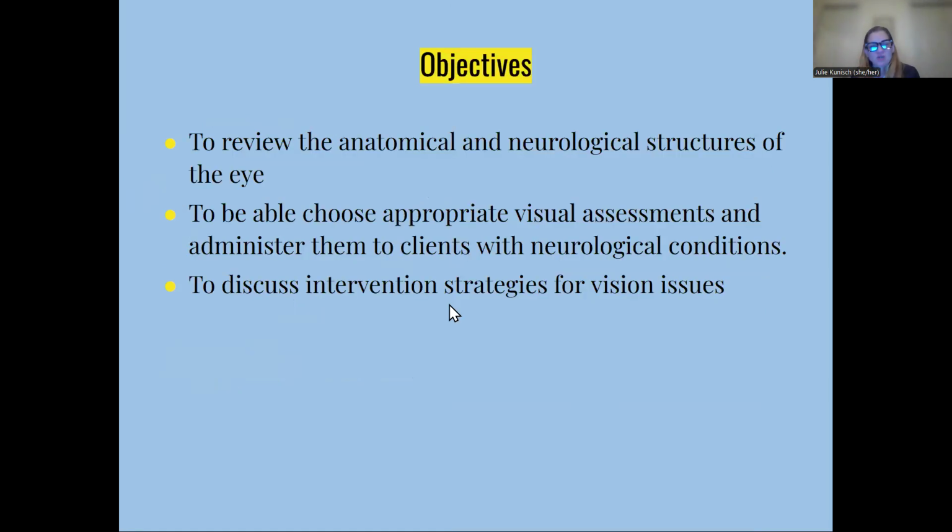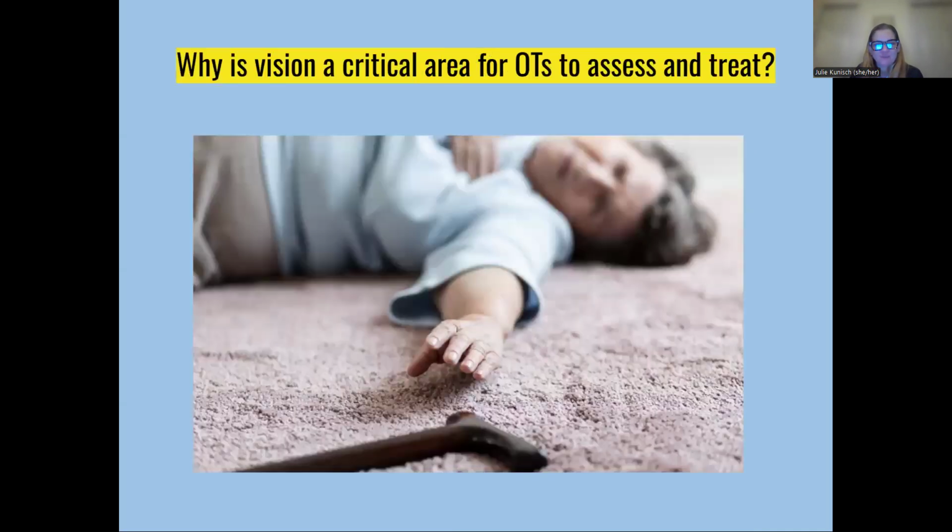Okay, so here are our objectives. A quick review of the anatomical and neurological structures of the eye is what I'm going to do during this video. And then when we get together the first time, we're going to be talking about visual assessments and practicing administering those in lab, and then also obviously discussing intervention strategies.